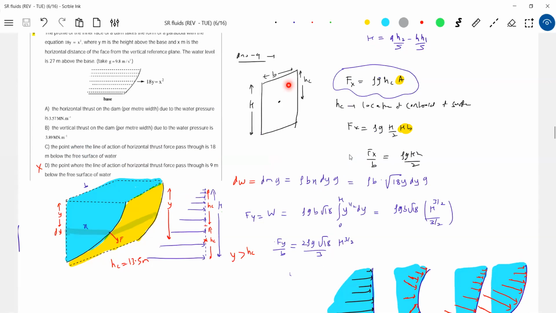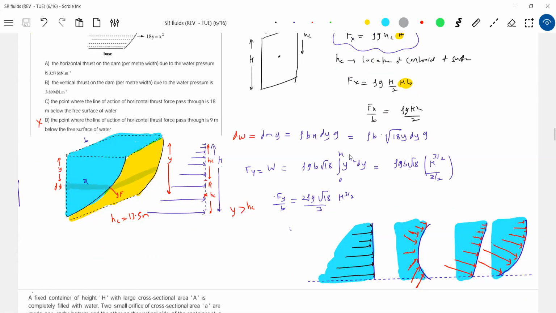So what is SC? It will be a function of the height. What is SC now? Once again, the location of the centroid of the surface. If you look at most of the basic books, they have discussed a problem like this also. So I got the horizontal force. Now this is the horizontal thrust. What about the vertical force?